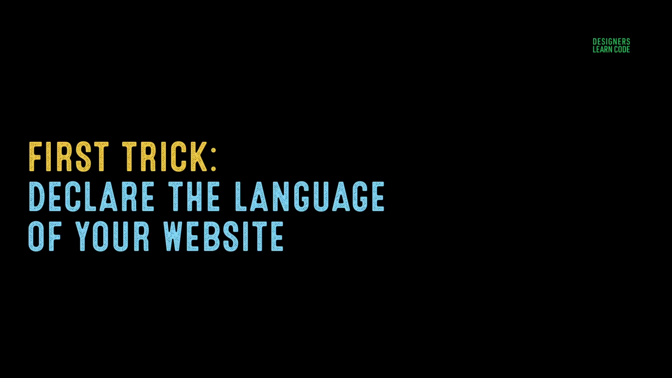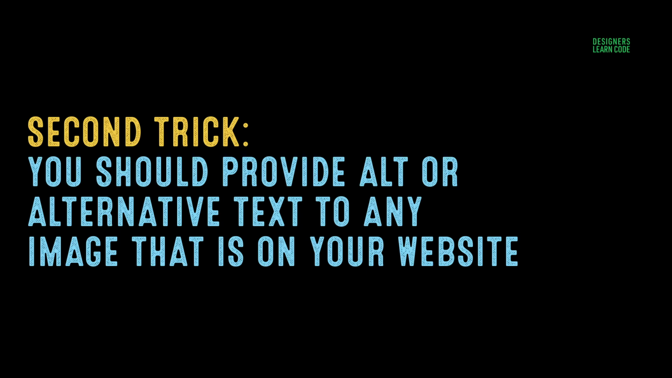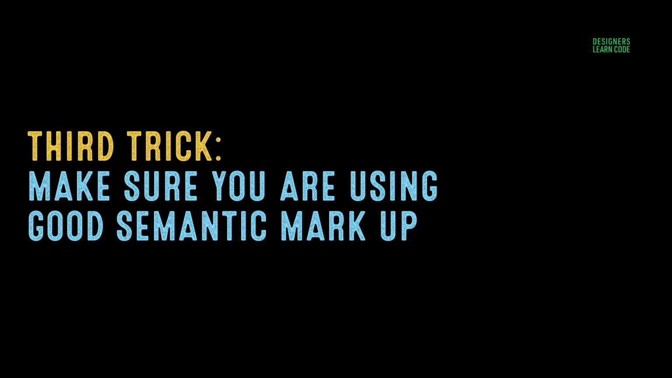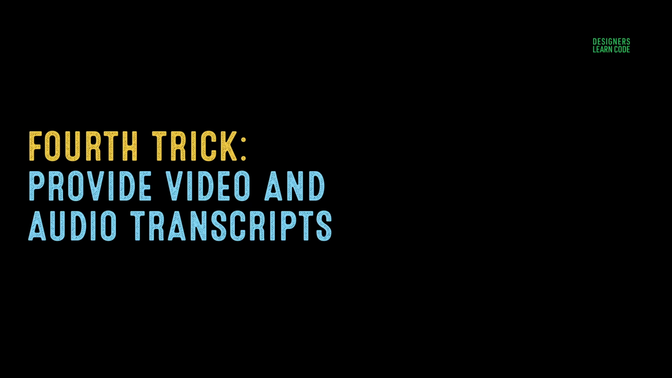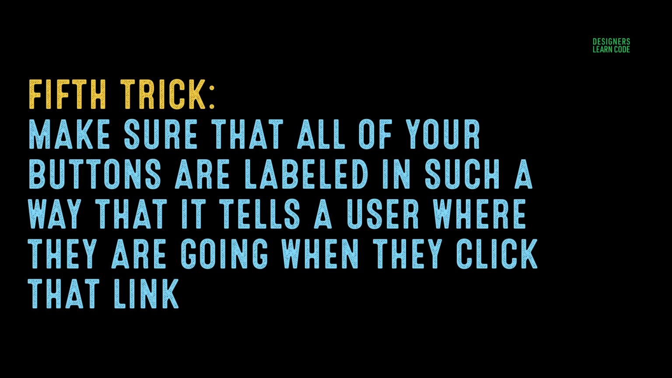So just to recap, we want to declare the language of our website. We want to use alternative text. We want to use good semantic markup. We want to use transcripts. And we want to use labels on our buttons and links that make it clear where the user is being sent. These are the things that you can do to make sure that your websites are accessible.